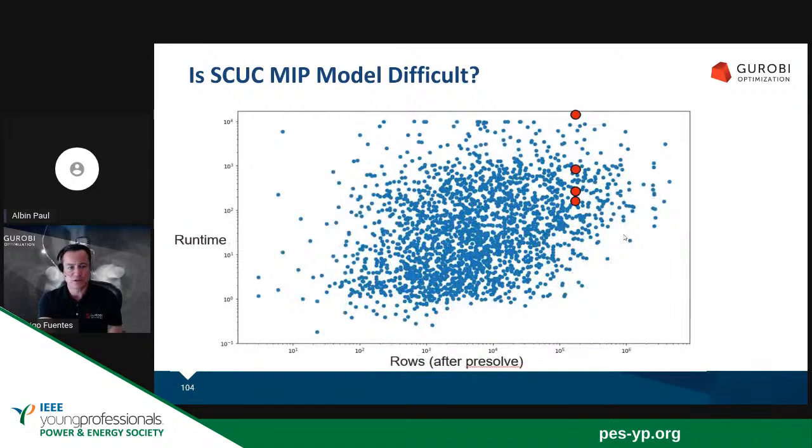This is where most SUC models are, where you see those red dots. After pre-solve, we have roughly 100,000 constraints, and that's the amount of time it takes for the samples we have here, around 1,000 seconds. These are fairly large problems, typical. Some are smaller, some are larger, but this is what we consider typical.